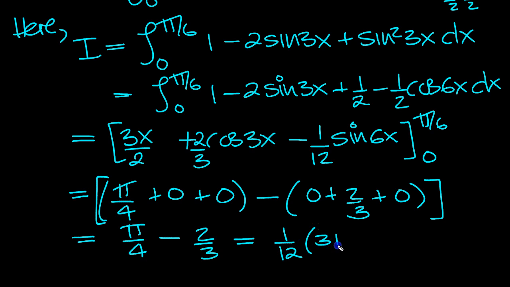3 pi minus 8 over 12, since 8/12 is 2/3, and 3 pi over 12 is pi over 4. So we could write it like that also if we wished.